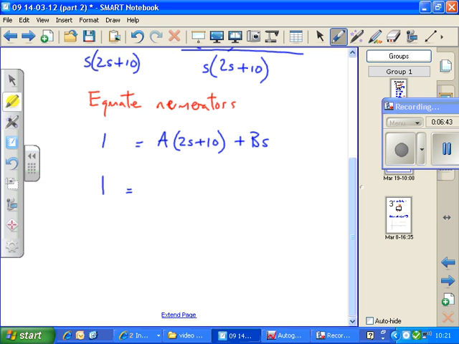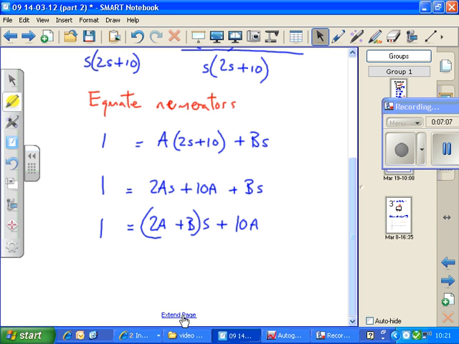1 equals 2AS plus 10A plus BS. Factorising the S part, we get 2A plus B times S plus 10A equals 1. Now we equate coefficients. The coefficients of S and the constants, but they must be the same on the left-hand side and the right-hand side. And that would allow us to find out what the values of A and B are. So have a go.